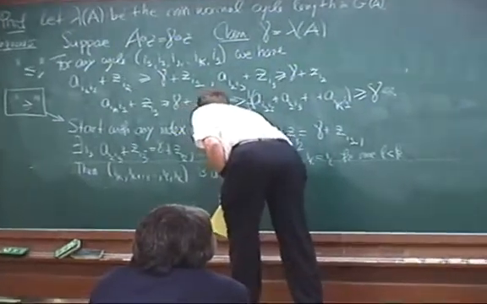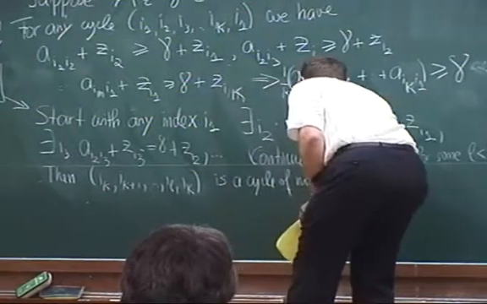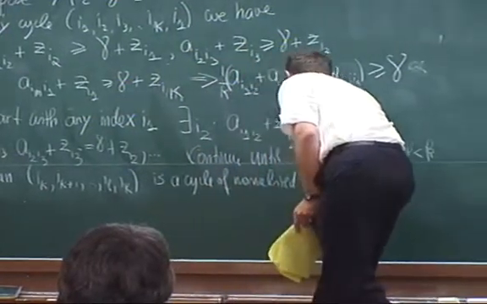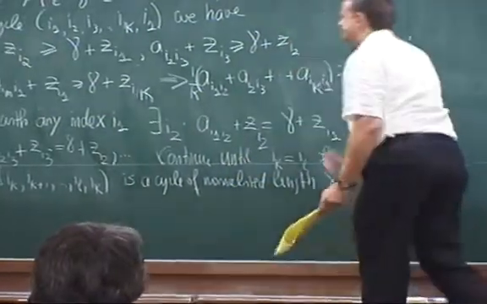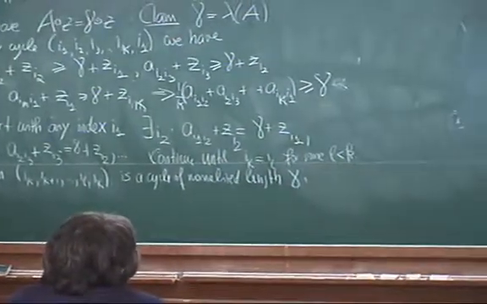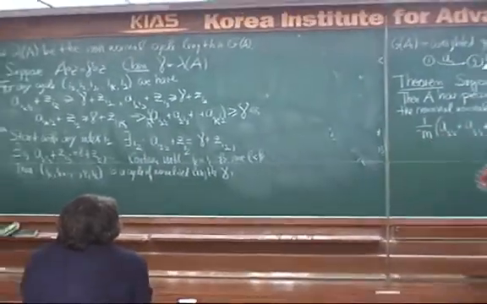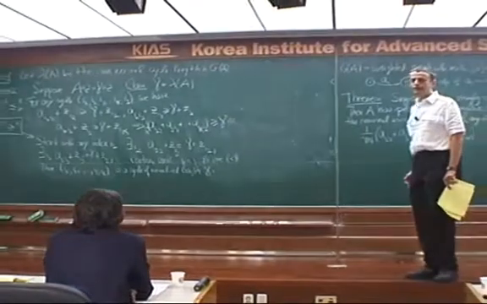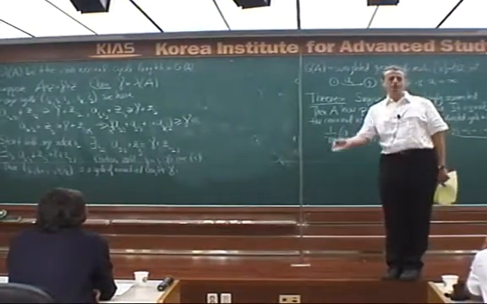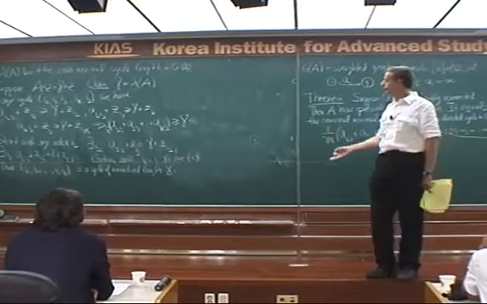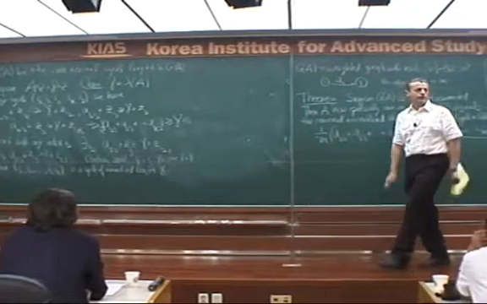You've made a cycle of normalized length gamma, right? So I've produced a cycle of normalized length gamma. But therefore gamma is greater or equal to the shortest normalized cycle length, and that's the correct inequality. So that proves the uniqueness part of this theorem.